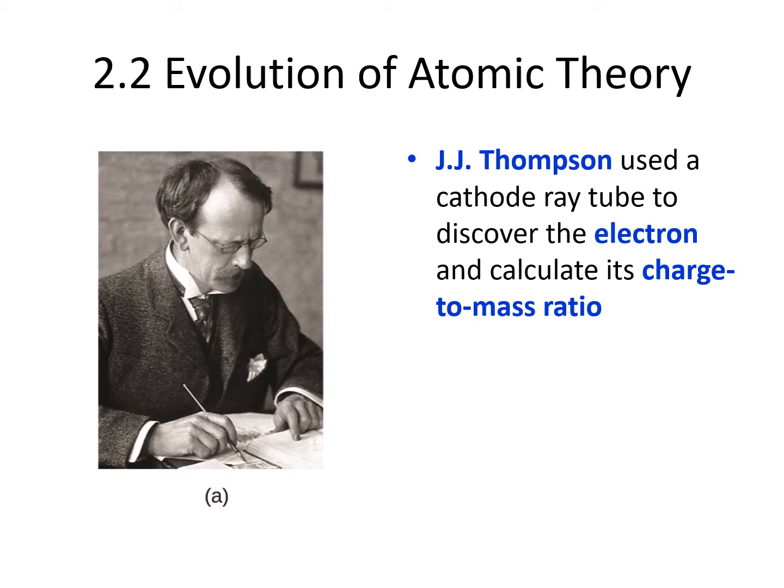Using a cathode ray tube, J.J. Thomson discovered the electron and was able to calculate its charge-to-mass ratio.